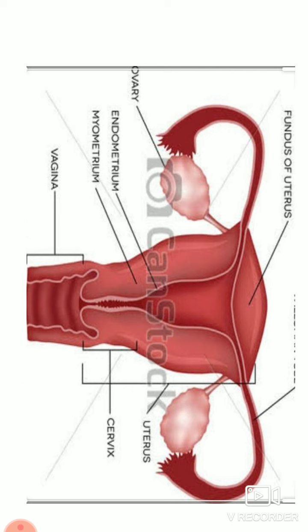Isthmus is the constricted part, and it is limited above by the anatomical internal os and below by the histological internal os. Now next, the cervix. So if we discuss the structure of body of uterus, we can see three layers. First one is perimetrium. It is the serous coat which invests the entire organ except the lateral borders.